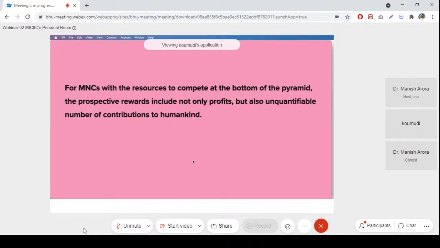The real source of market promise is not the wealthy few in the developing world or even the emerging middle-income consumers. Prahlad and Hart argue that it is the billions of aspiring poor who are joining the market economy for the first time that make the fortune for the MNCs. For companies with the resources and persistence to compete at the bottom of the world economic pyramid, the prospective rewards include growth, profits, and incalculable contributions to humankind.